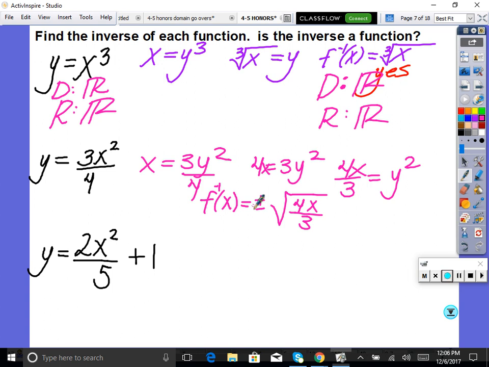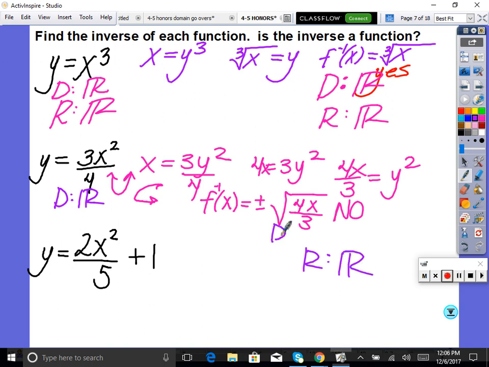So the square root of 4x over 3. Okay, is the inverse a function? Plus or minus would mean, think about a quadratic. If we have a quadratic and we flip it like this, no, the inverse is not a function. Now look, let's do the domain and range. So the domain here, any problems? Nope, all real numbers. So my range here must be all real numbers.